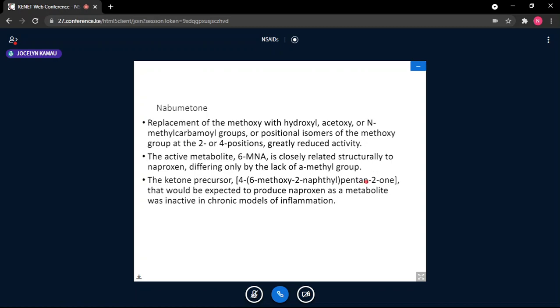So pentanone is a ketone. That ketone has a 6-methoxy 2-naphthyl substituent. How have we drawn it? Christine, thank you. Evans, yes.